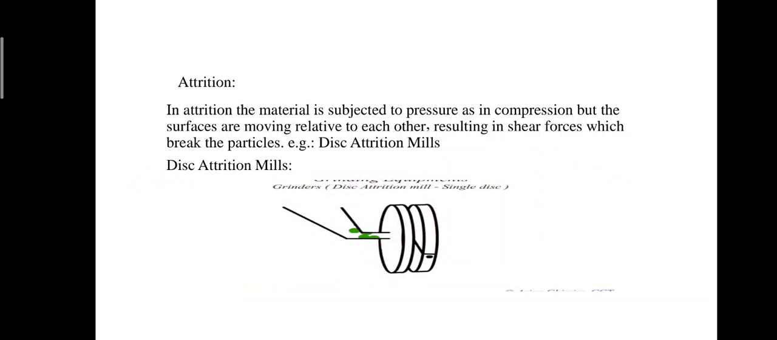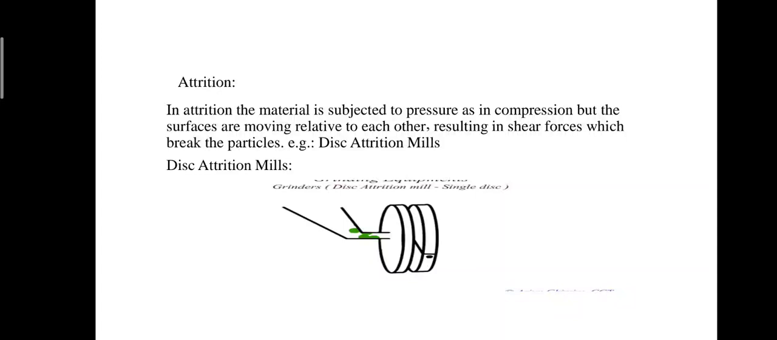Now, attrition mechanism. In attrition, the material is subjected to pressure as in compression, but the surfaces are moving relative to each other, resulting in shear forces which break the particles. Disc attrition mills work by attrition mechanism.